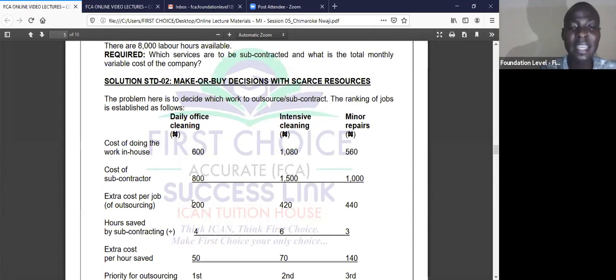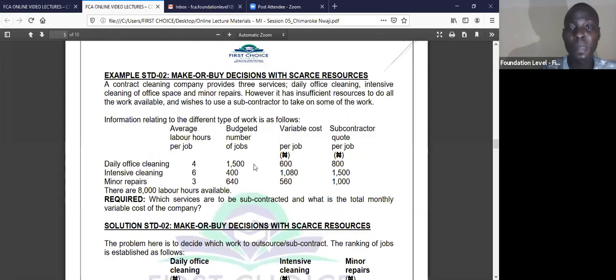If we decide that we want to give this job out, we find out that if we say we're not going to do daily cleaning, that will mean that we will not do the job. That will mean that we will save ourselves this average labor hours per job because we are not doing the job. So we are going to save this amount per job, this amount per job, and this amount per job.